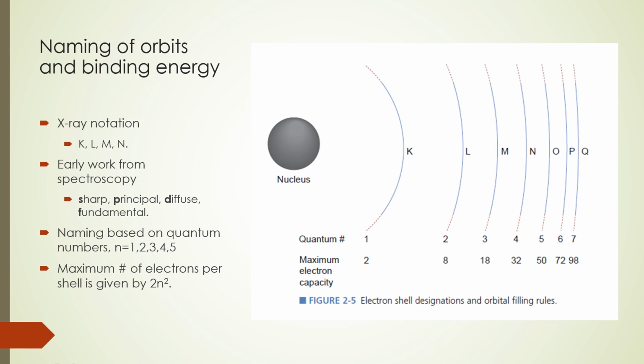that were used to describe suborbitals. The maximum number of electrons per shell is given by the formula 2n squared. So the K shell with n equals 1, there are a maximum of 2 electrons. In the L shell with n equals 2, there are 8 electrons, and the figure shows the shells with the maximum number of electrons in each shell.